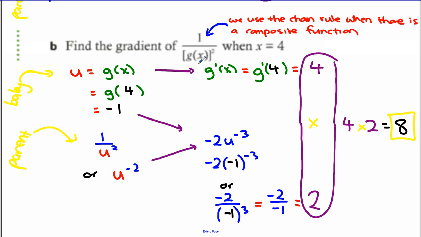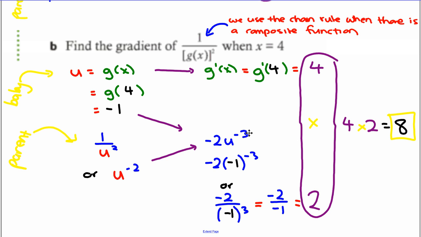So we found the derivative of the baby function. Now the parent function, remember, was 1 over u squared, so we've got to find the derivative of that. To find the derivative of 1 over u squared, first express the parent function, or flatten it out. So 1 over u squared is the same as u to the power of negative 2. What's the derivative of this? It will be minus 2u to the negative 3. You multiply minus 2 by 1, and subtract 1 from the exponent, which gives negative 3.